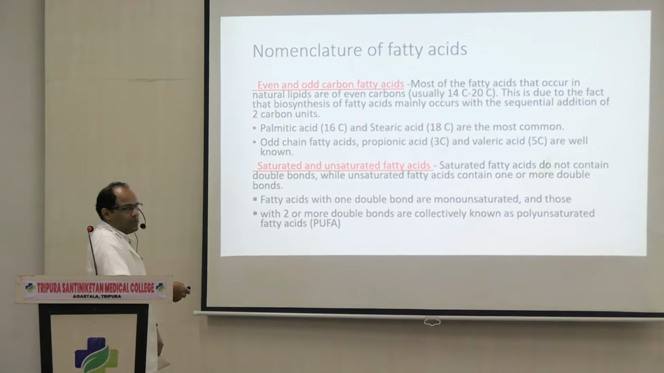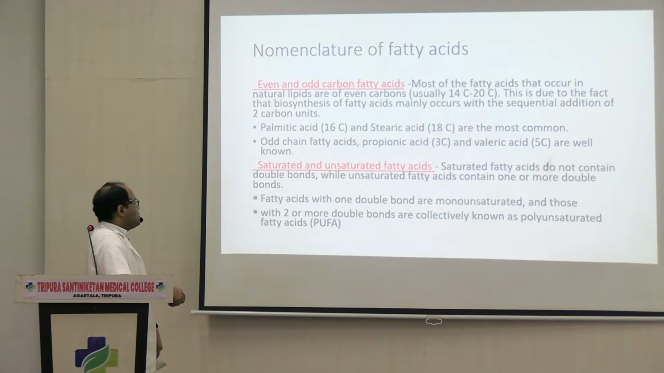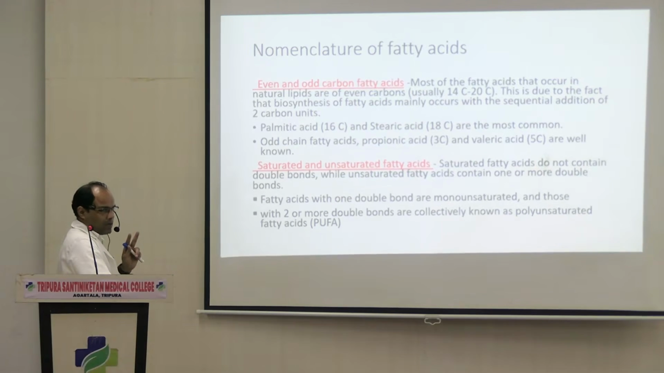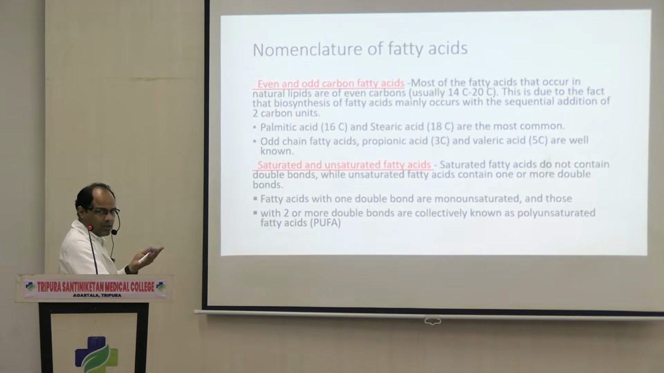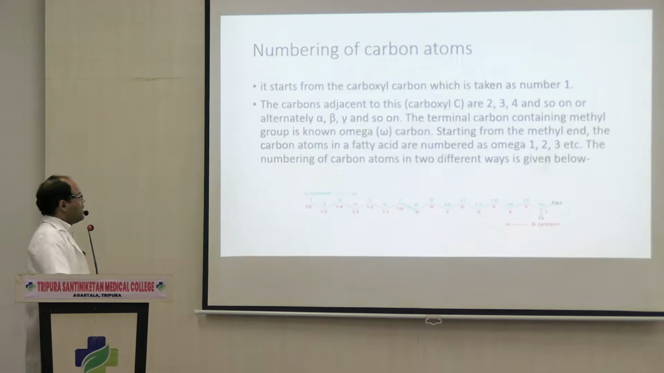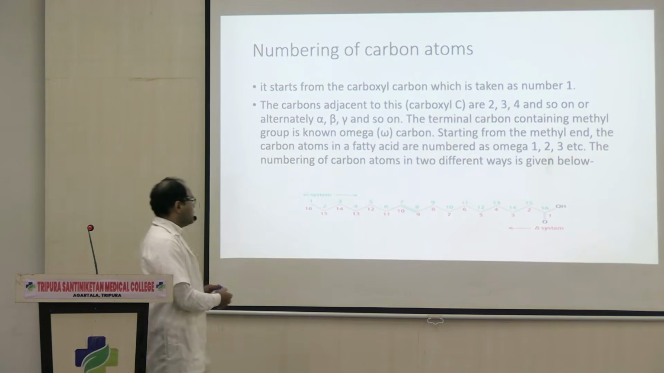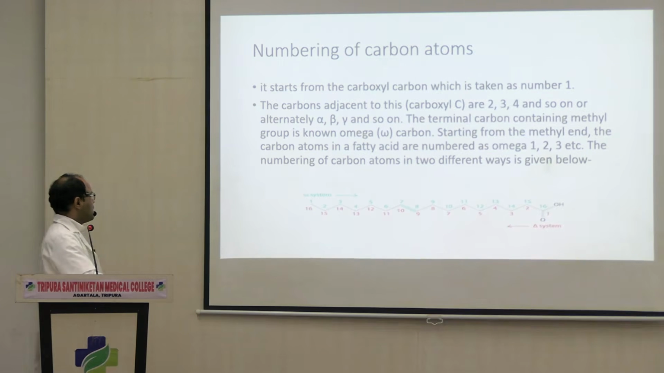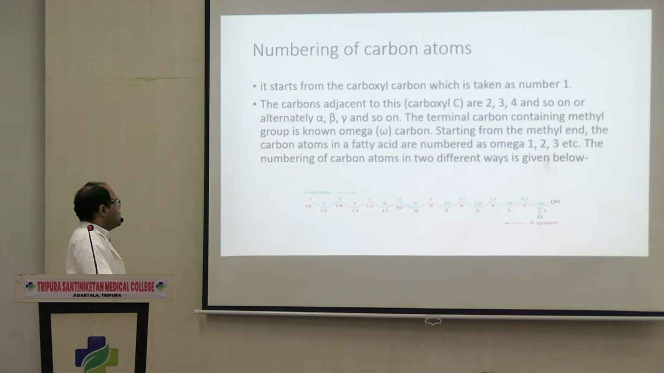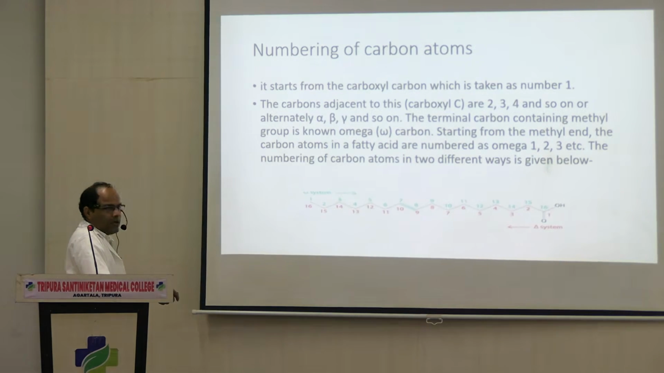Saturated means there is no double bond in this chain, and unsaturated means there is presence of double bond. If it is one double bond, that is called monounsaturated fatty acid. If there are two or more, that is polyunsaturated fatty acid. Clear? Simple. Numbering is very important. How to number them? This is an example of a 16 carbon monounsaturated fatty acid.